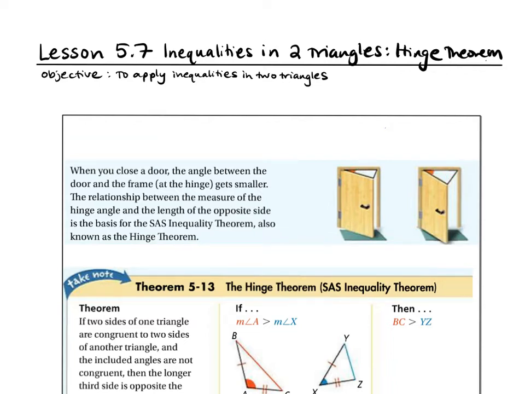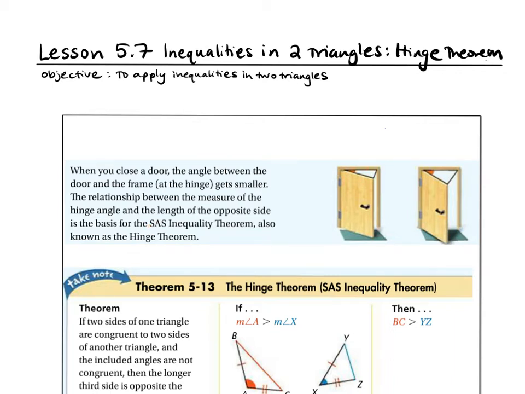So the relationship between the measure of this angle and the length of the opposite side, this is the basis of the SAS inequality theorem, which is called the Hinge theorem. But the key here is that, right, these doors have to be the same size. So this length has to be the same size, and the door has to be the same size. So it's SAS. This length has to be the same as this length. This length has to be the same as this length. So the door opening and the door have to be the same length, and then you can compare the opening side, the other side, right? If it's side angle side, then there's two sides are already taken care of. You know they're congruent, and then you compare that third side.